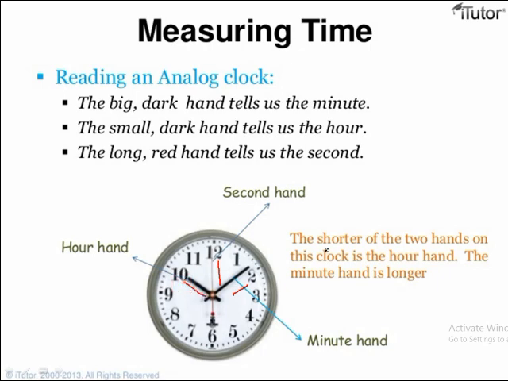As we know, the shorter hand on the clock is the hour hand, and the minute hand is longer. So in this topic I think there shouldn't be any confusion identifying which hand is for what. I hope all of you know this.